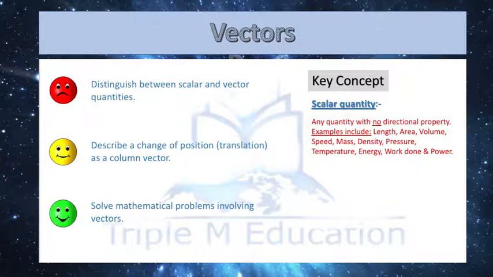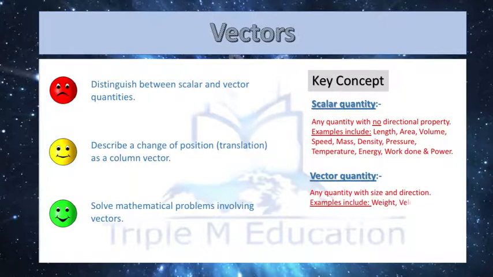The other key concept in this lecture is vector quantity. Unlike scalar quantities, vector quantities have both directional properties and magnitude. It must have a magnitude and direction. Examples include things like displacement, velocity, weight, right? And in this case, when we talk about the weight, we talk about the weight as being a product of your mass and gravitational pull.